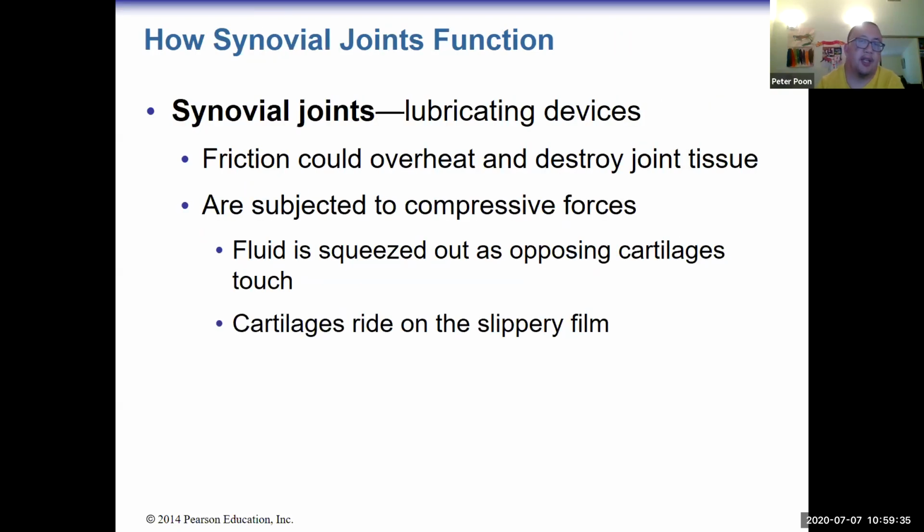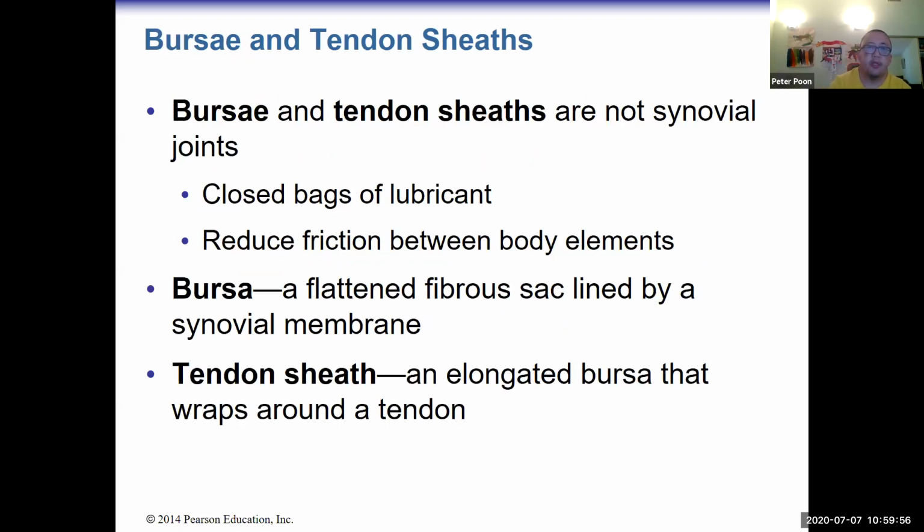Synovial joints, like I said, function as lubricating devices, so they reduce friction. Friction can overheat and destroy joint tissue, so inside the joint you want to reduce friction. The purpose of synovial fluid is to reduce friction. In addition to that, we have other things that reduce friction, and those are the bursa and the tendon sheath. Bursae are closed bags of lubricant filled with synovial fluid, and they reduce friction between body elements.